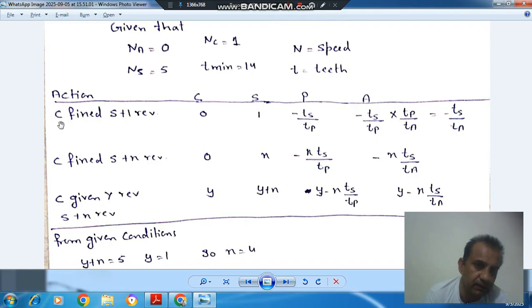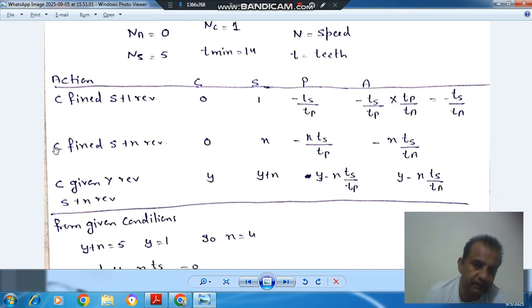First of all, we will fix the spider C and give S one revolution. Then the C rotation is 0, S rotation is 1, and rotation of P will be minus TS by TP into NS, which is 1, so it is minus TS by TP, and rotation of A will be minus TS by TP into TP by TA. TP will cancel out, so it will be minus TS by TA.